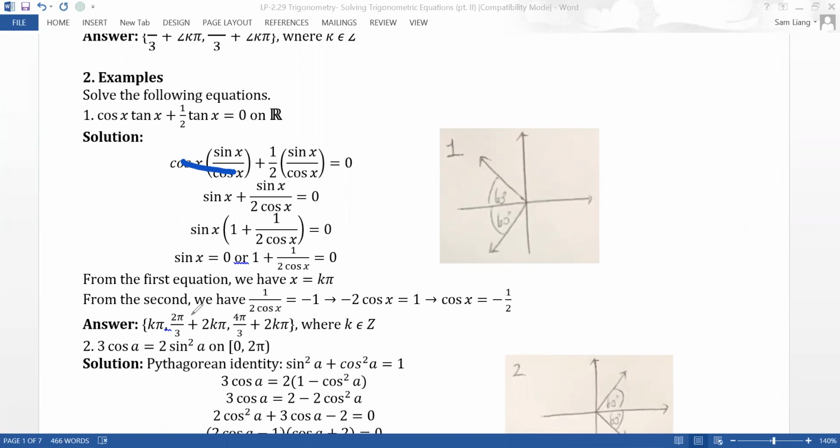Okay, so in summary, our answers are k pi, which comes from this first equation, sine x is 0. Then we have 2 pi over 3 plus 2k pi, then 4 pi over 3 plus 2k pi, where k is an element of Z.